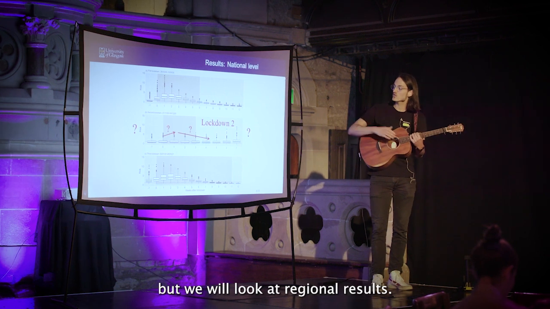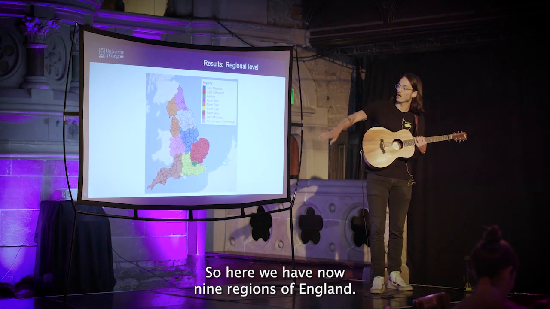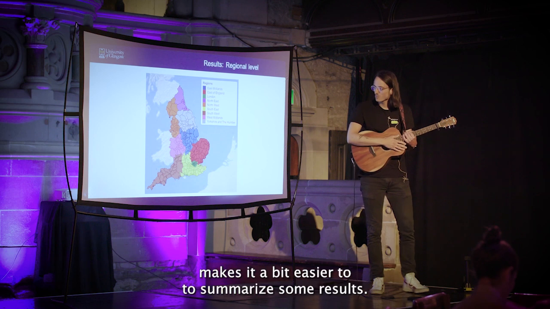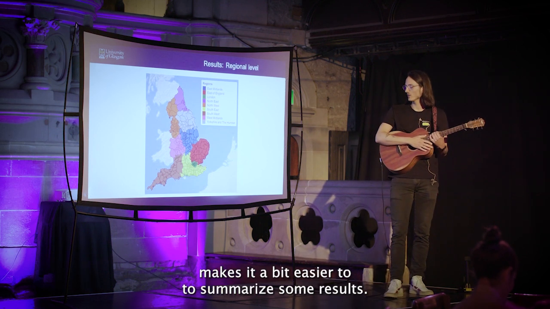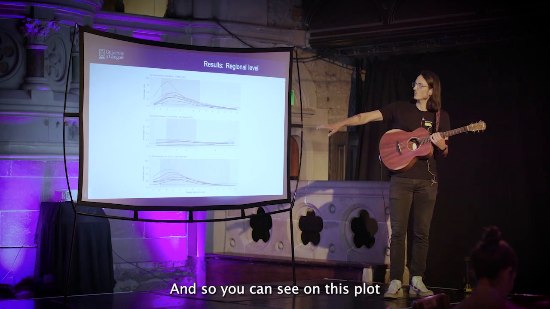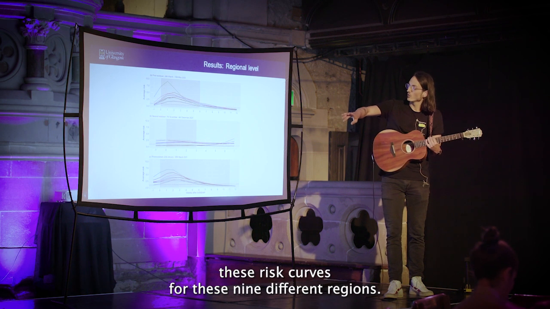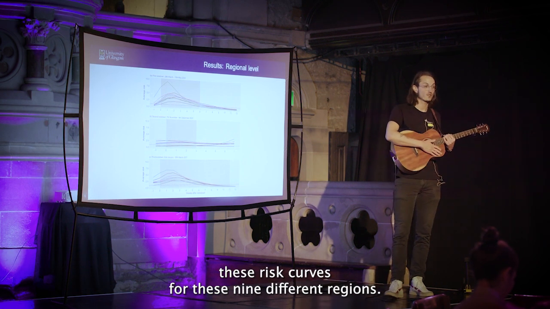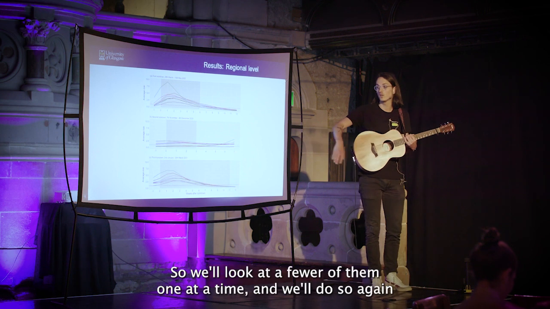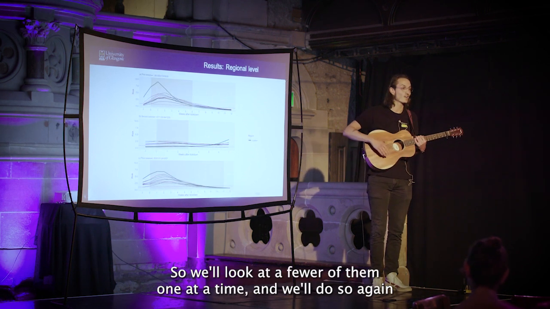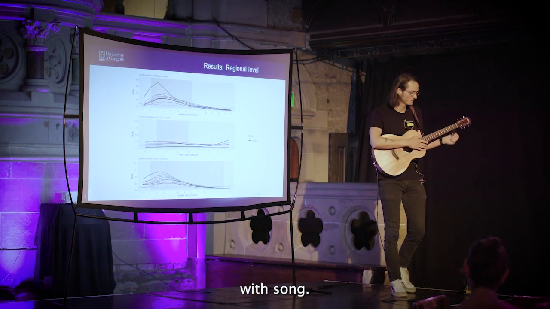But we will look at regional results. So here we have now 9 regions of England. Makes it a bit easier to summarize some results. And so you can see on this plot these risk curves for these 9 different regions. Now this is a lot to look at, so we'll look at a fewer of them one at a time, and we'll do so again with some music.